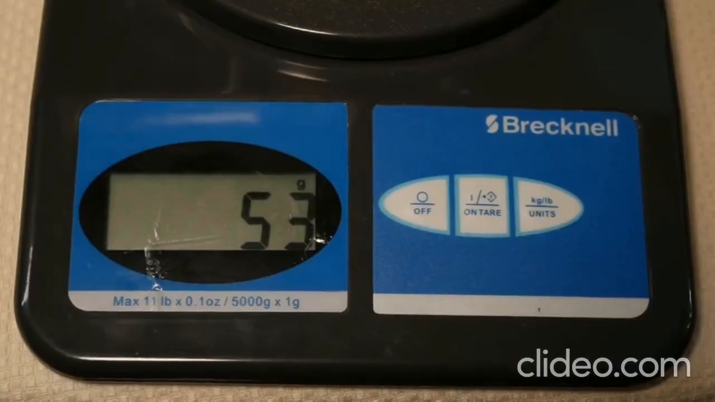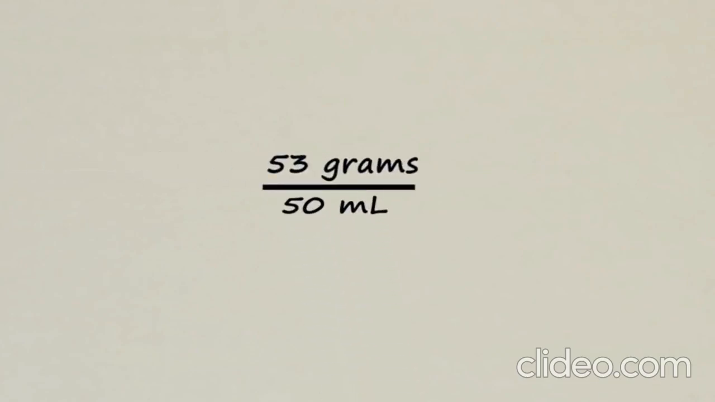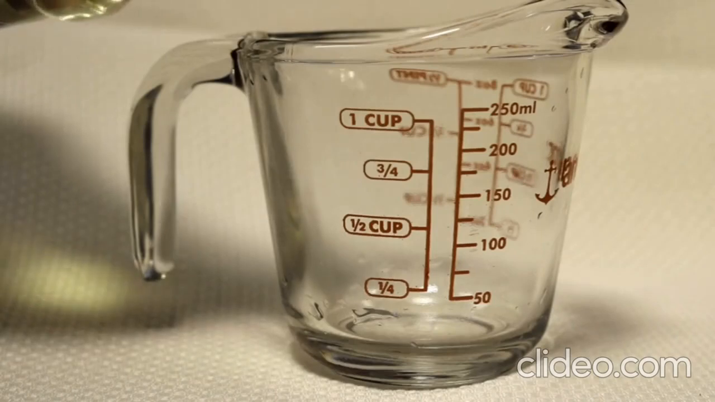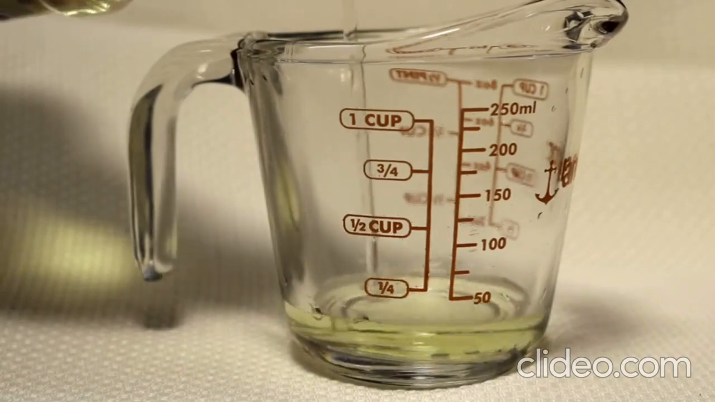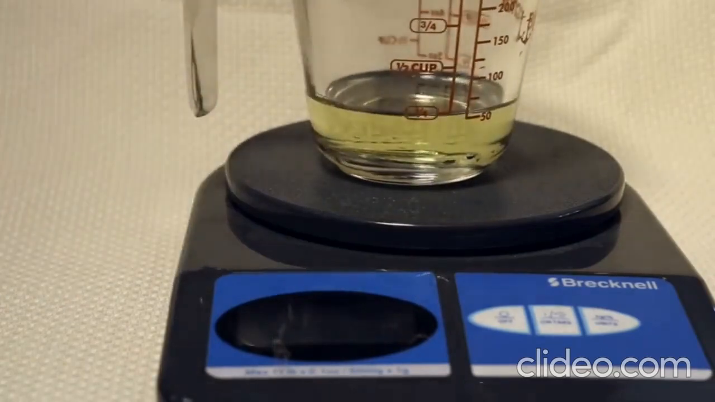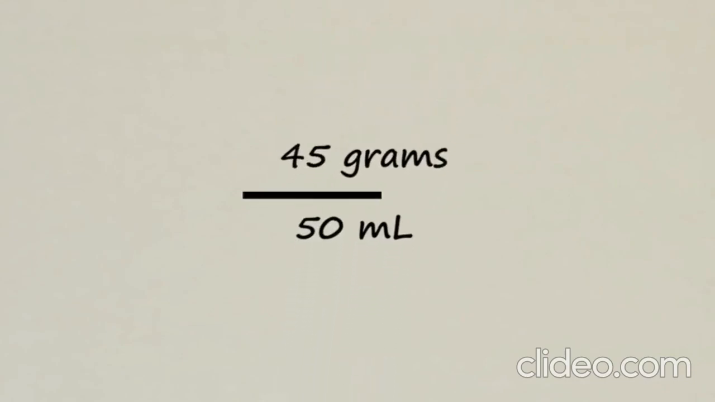I have 53 grams. Now we do the calculations. We divide 53 grams by 50 milliliters. Our water has a density of 1 gram per milliliter after significant figures. Now we will do one more example. Let's do vegetable oil. Measure the mass, 45 grams. We have a volume of 50 milliliters. Divide the mass of 45 grams by the volume of 50 milliliters and we get the density, 0.9 grams per milliliter.